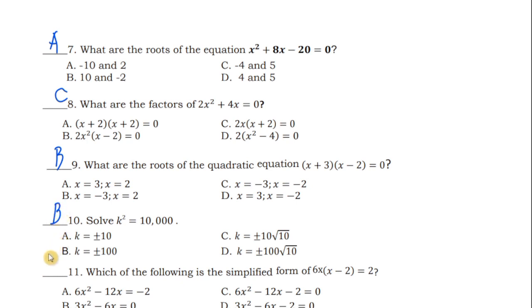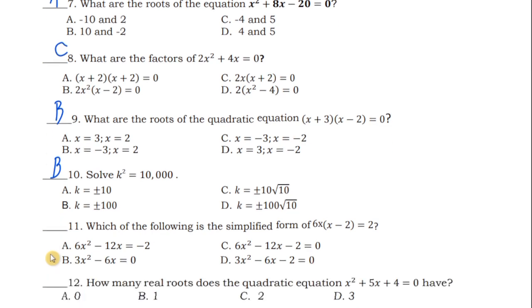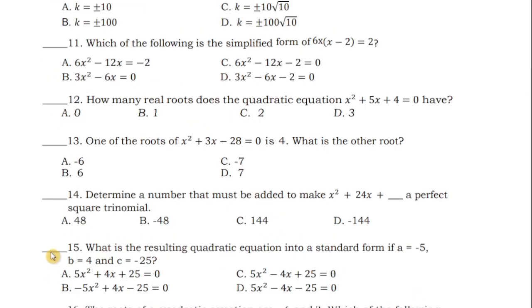Which of the following is the simplified form of quantity of 6x times the quantity of x minus 2 equals 2? A, x squared minus 12x equals 2. B, 3x squared minus 6x equals 0. C, 6x squared minus 12x minus 2 equals 0. D, 3x squared minus 6x minus 2 equals 0. So the answer of this is C.